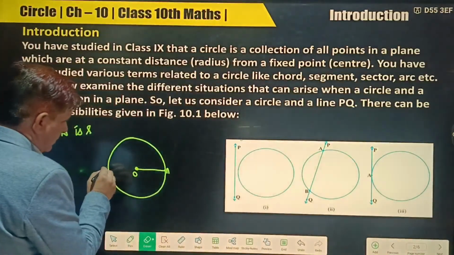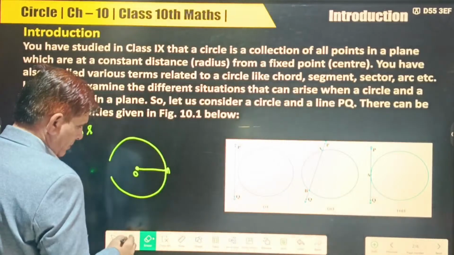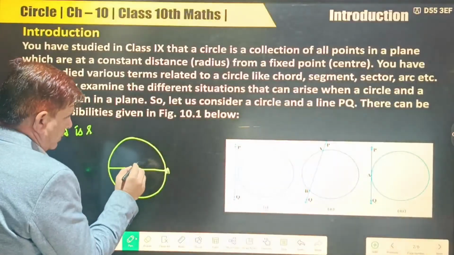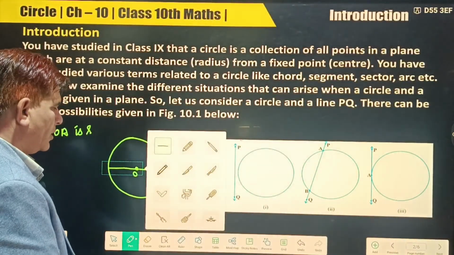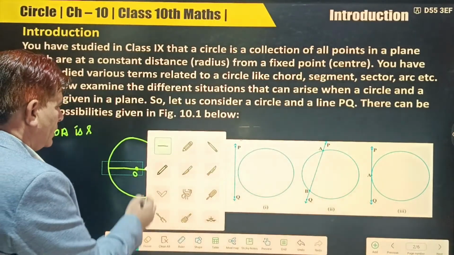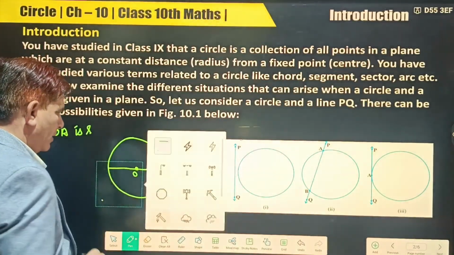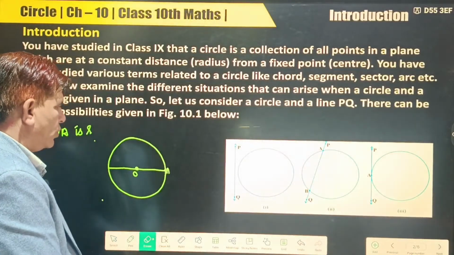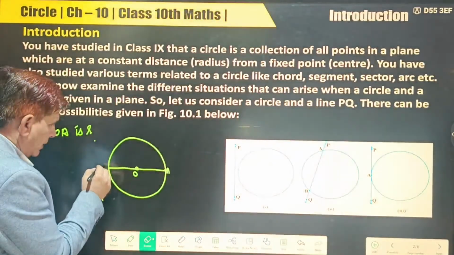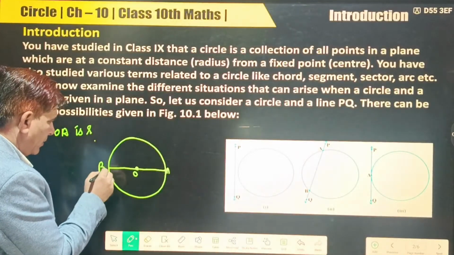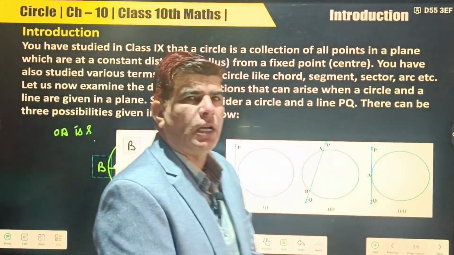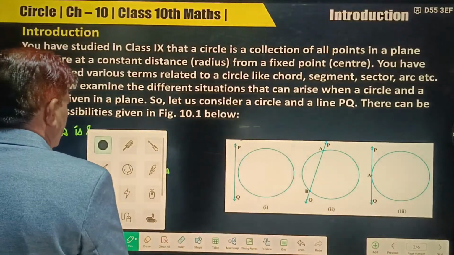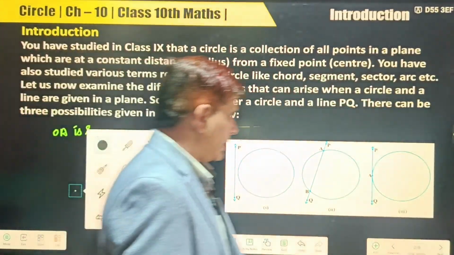And if you join this, it becomes the diameter. So this is known as the diameter of the circle. This is B right here. AB is the diameter of the circle. Yes or no? So now we can start from this.